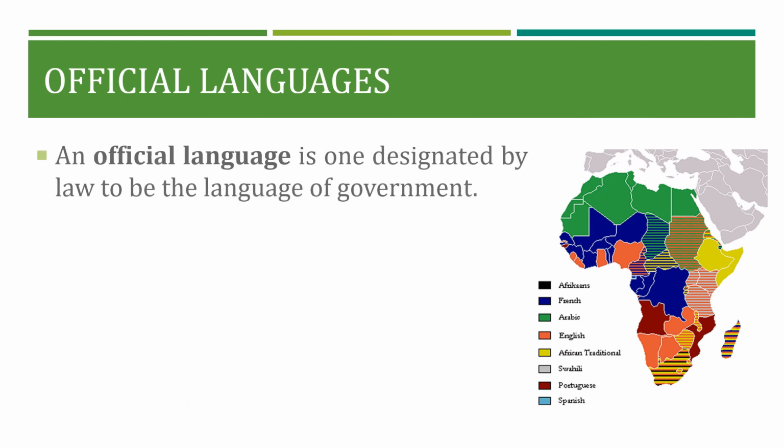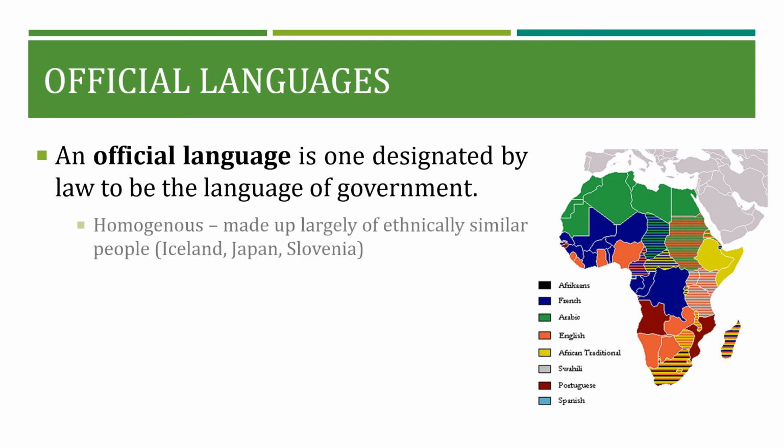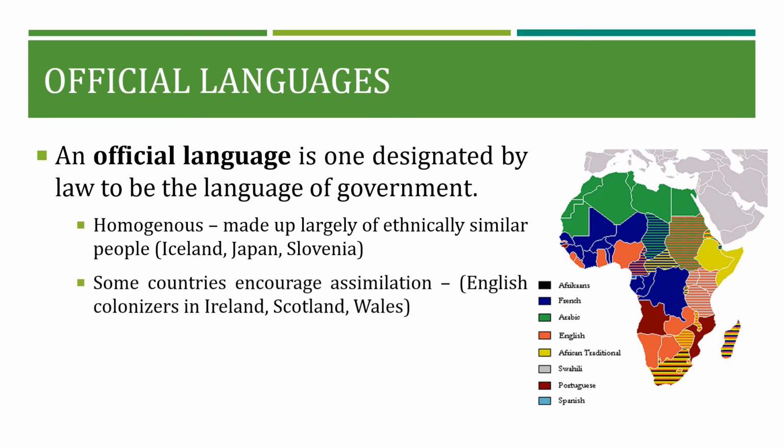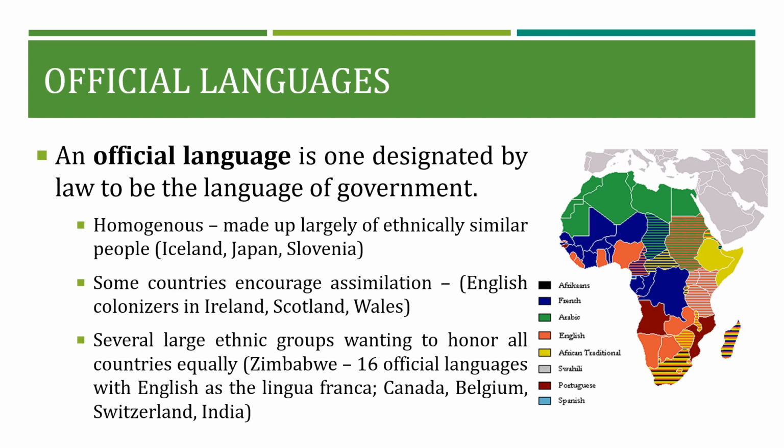An official language is one designated by law to be the language of the government. So typically this is going to be a homogeneous country, made up largely of ethnically similar people. Iceland, Japan, Slovenia would be good examples. Some countries encourage assimilation, so they purposely have an official language to try to encourage people to learn that language. Other countries have several large ethnic groups, wanting to honor all groups equally. So some countries have more than one official language for that reason.